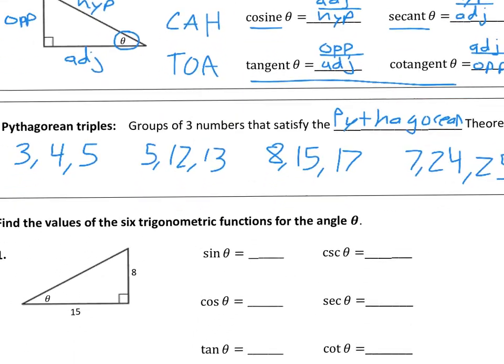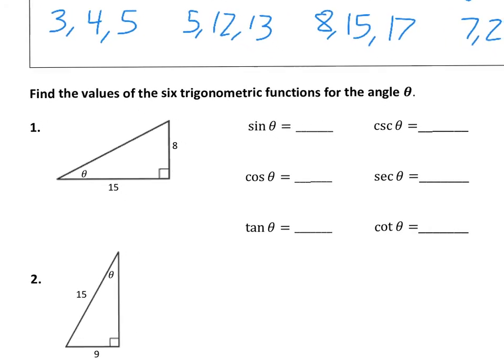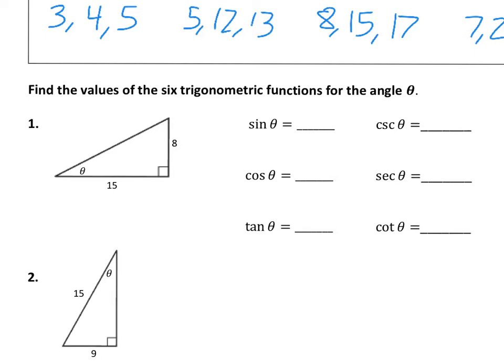Okay, so for these problems, we're going to find all 6 trigonometric functions for angle theta. Okay, so for number 1, we see angle theta is in the bottom left. We see on the opposite side, there's an 8. The adjacent side is 15. So the Pythagorean triple says the hypotenuse has to be 17.